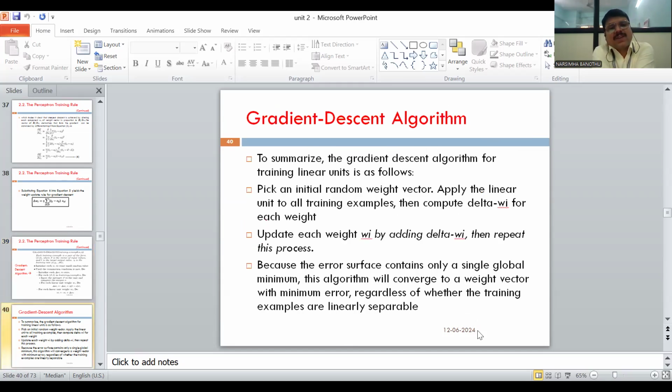To summarize this gradient descent algorithm for training linear units: pick an initial random weight vector. Apply the linear unit to all training examples, then compute delta Wi for each weight. Update each weight Wi by adding delta Wi. Then repeat this process. Because the error surface contains only a single global minimum, this algorithm will converge to a weight vector with minimum error, regardless of whether the training examples are linearly separable.